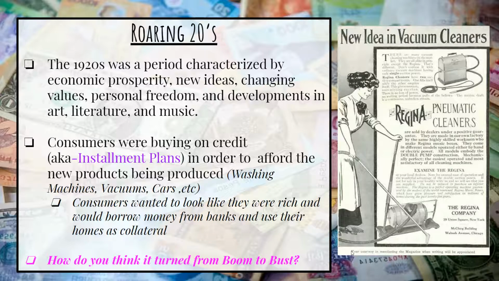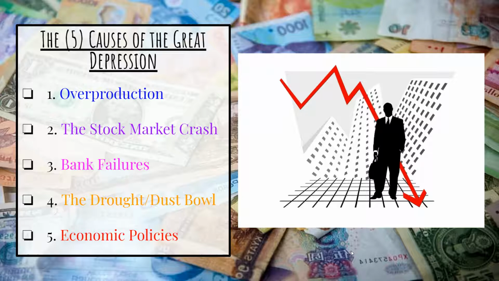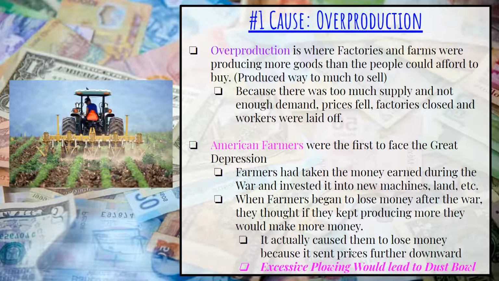But the 1920s is a period of economic prosperity, new ideas, changing values, personal freedoms, developments in art and literature, and so on and so forth. But what must come up must come down. So these are the 5 causes of the Great Depression that you need to know. 1, overproduction. 2, stock market crash. 3, bank failures. 4, the Dust Bowl. And 5, our poor economic policies. So let's talk about overproduction.